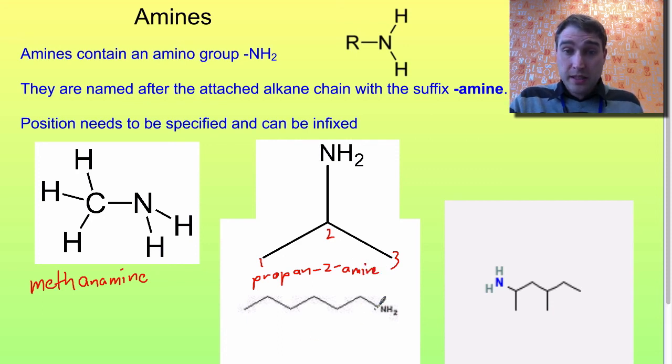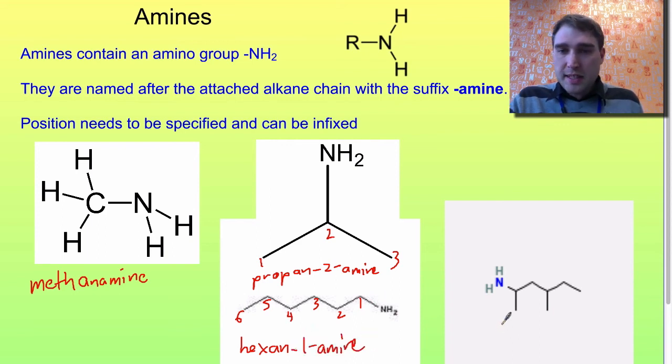This one down here, now there's no carbon here, so we'll start numbering from there. 2, 3, 4, 5, 6. So it's going to be hexan, and on carbon 1, amine.